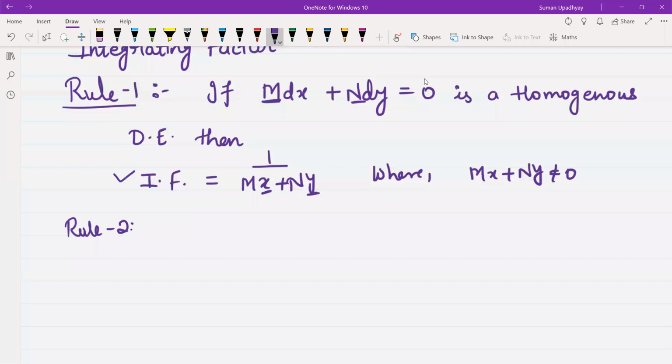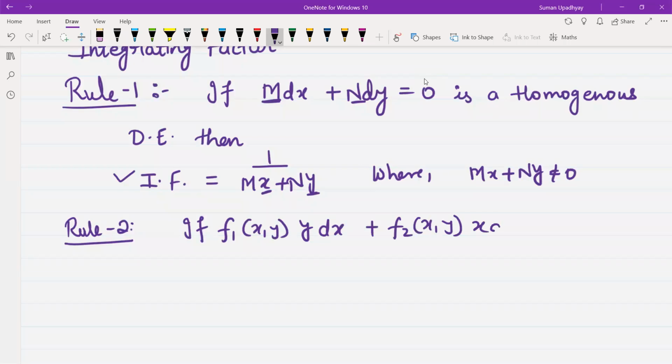Rule number 2 says if I'm having a differential equation of this type, which I'm writing in front of you all: f1(x, y) dx + f2(x, y) dy = 0. If my given differential equation looks like this, then I'm going to apply rule number 2.